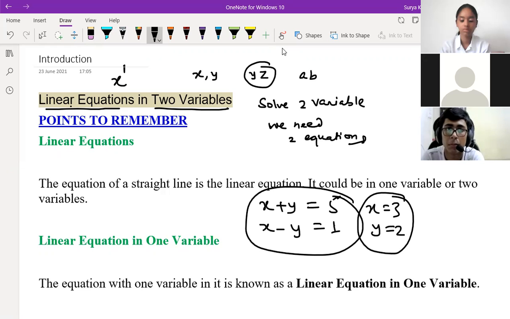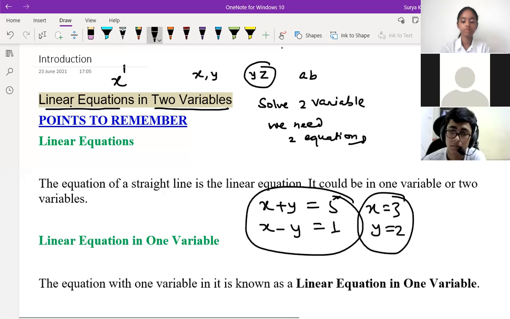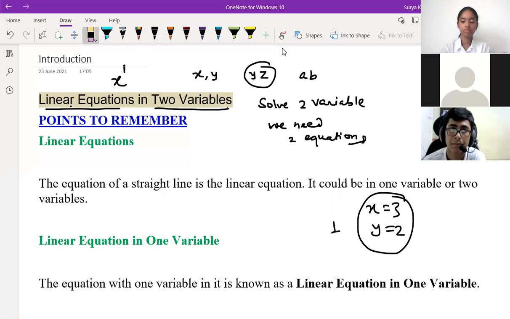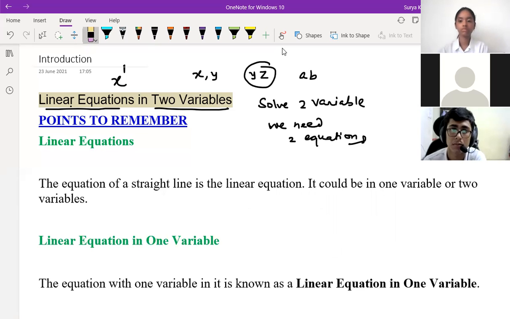Okay, is it clear? Yes, sir. So to solve two variables, we need two equations.